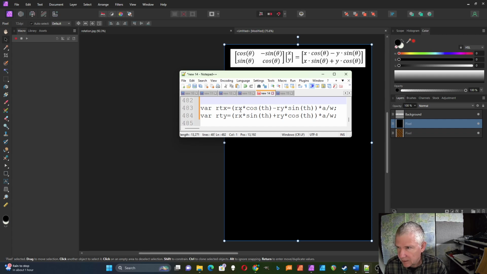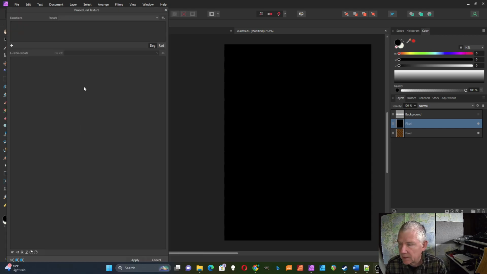I multiply my rx value times cosine of theta minus ry times sine of theta, and then I'm scaling it by my typical A divided by W factor. Do the same thing for y, but this time it's rx times sine of theta plus ry times cosine of theta. Then I just substitute these two variables into my equation, and I should be able to rotate it. I have to set up a rotation control for theta, and that's about it. I'm going to demonstrate how to set this up now.